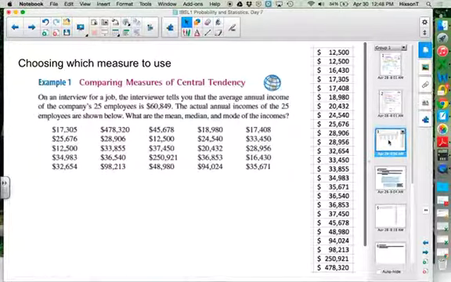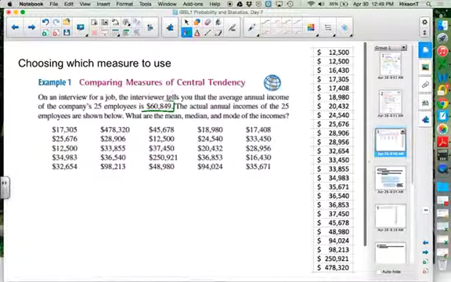Now, here we have some data on, we were just talking about income. Here are 25 employees. Don't worry, you don't have to punch a bunch of numbers in, because it says that on an interview for a job, the interviewer tells you that the average annual income of the company's 25 employees is $60,849. That is the mean. Average annual income.